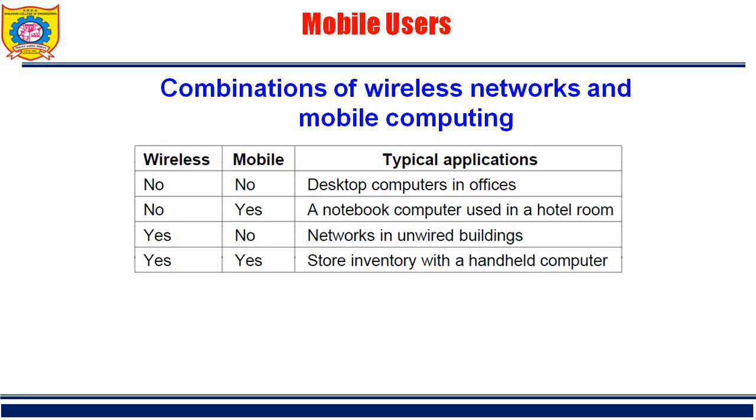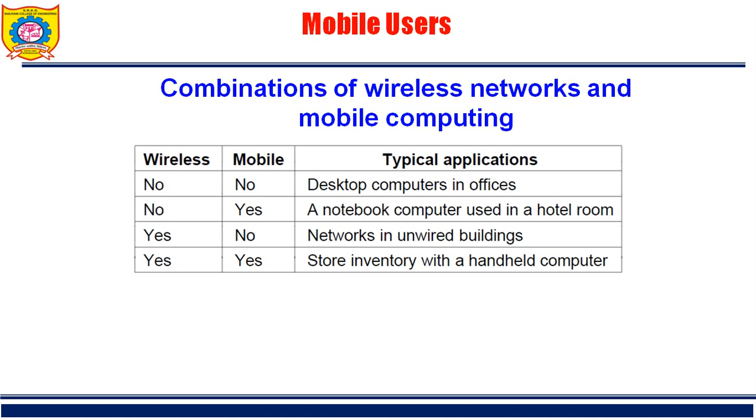So the combination of wireless networks and mobile computing comes in different ways. So wireless means without wires as a medium for communication. Mobile means it is movable. So you can see desktop computers in offices. They are not wireless, but today it may be possible they have a wireless device, but generally they are called wired devices and they are not movable. A notebook computer used in a hotel room is movable, but it may not be wireless.